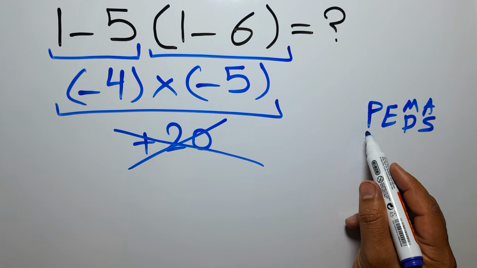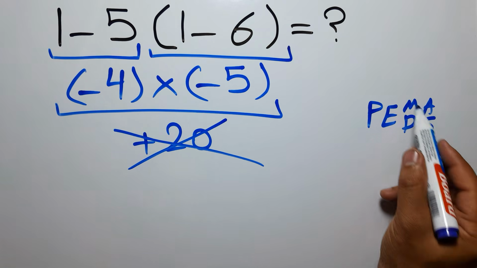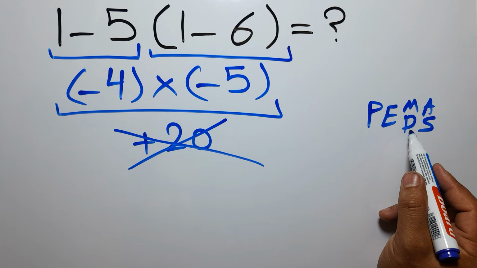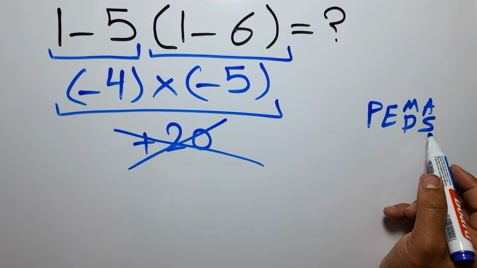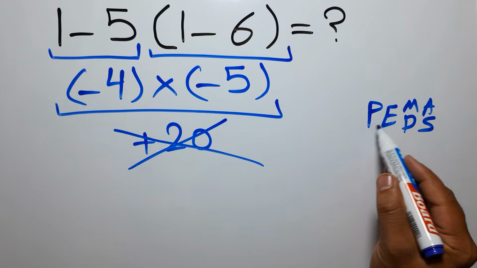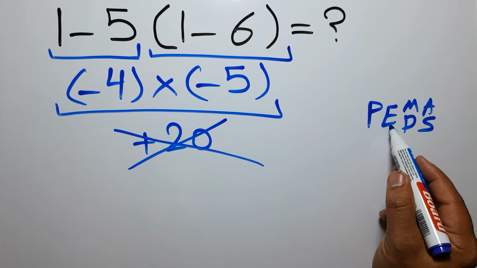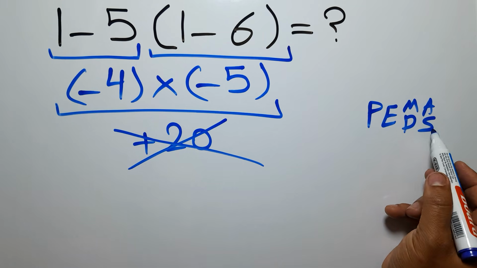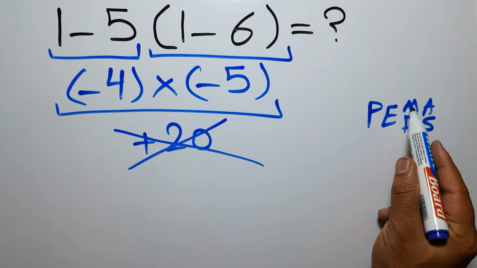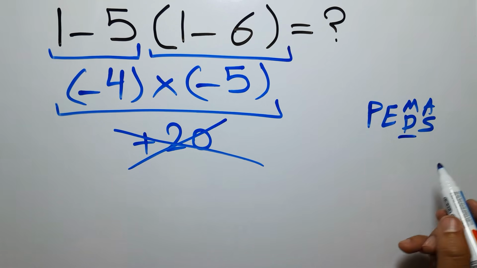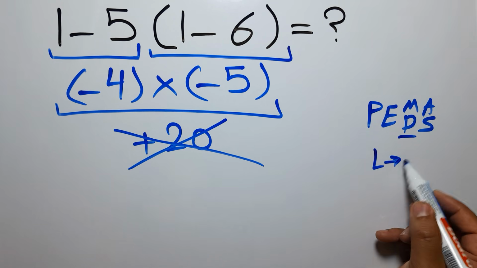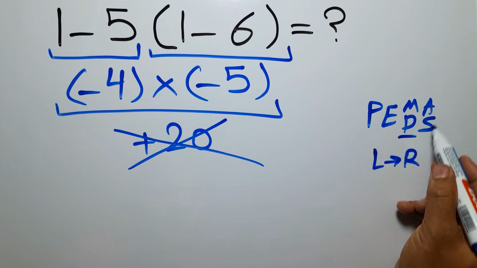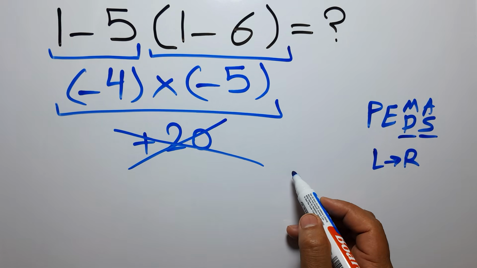P stands for parentheses, E stands for exponent, M and D stand for multiplication and division, and A and S stand for addition and subtraction. First we have to do parentheses, then exponent, then multiplication or division, and finally addition or subtraction. Remember that multiplication and division have equal priority and we have to work from left to right. And the same applies to addition and subtraction.